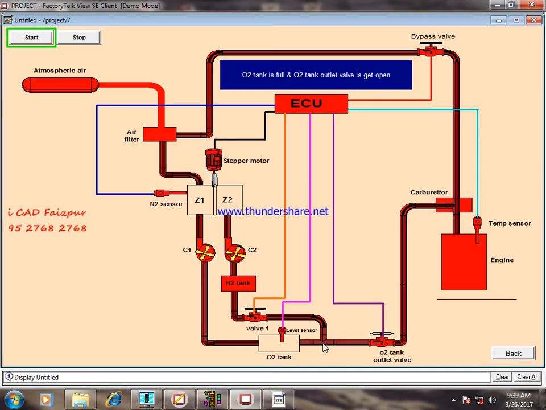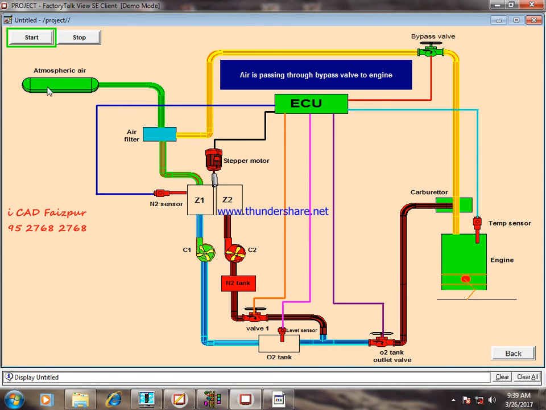Now let's start with the simulation. First, atmospheric air enters the system. Foreign dust particles will be trapped in the filter. From the filter, air will bypass to the engine directly through the bypass line and the carburetor, which is the present conventional method.